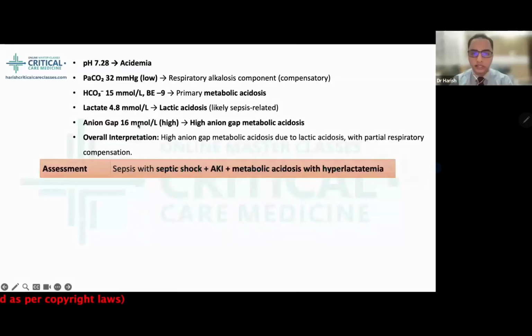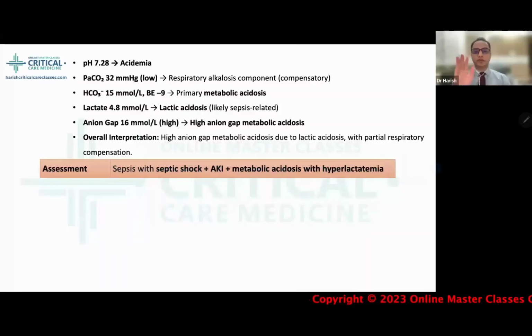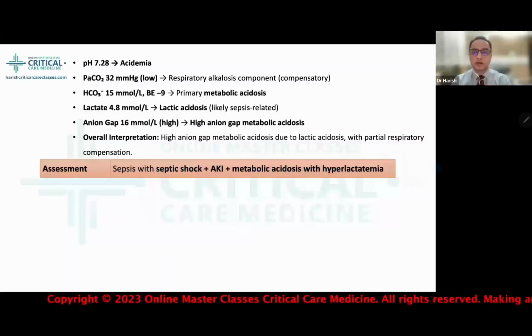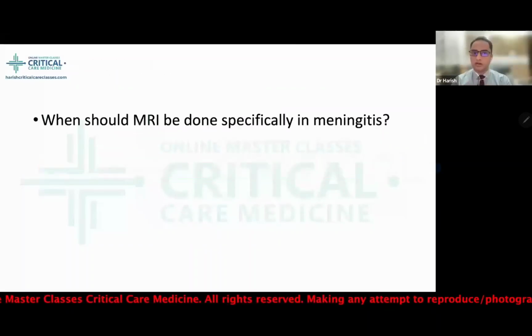If you calculate the anion gap, it is 16. So a little bit elevated creatinine and high lactate explain the high anion gap. Oral interpretation: high anion gap metabolic acidosis due to lactic acidosis with partial respiratory compensation. So the patient now has sepsis with septic shock, acute kidney injury, and metabolic acidosis with high lactate. This is in and around the third to fourth day, and he started deteriorating on the mechanical ventilator.